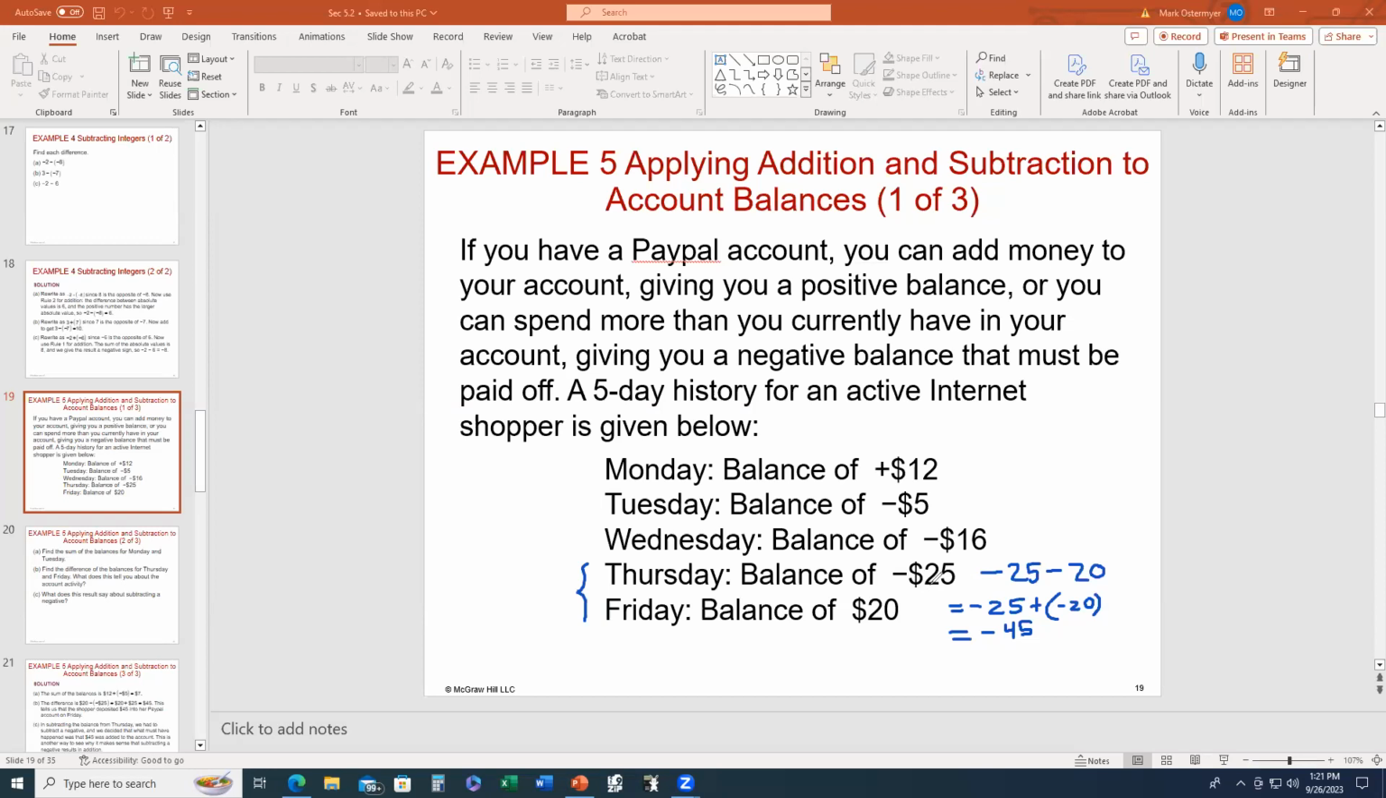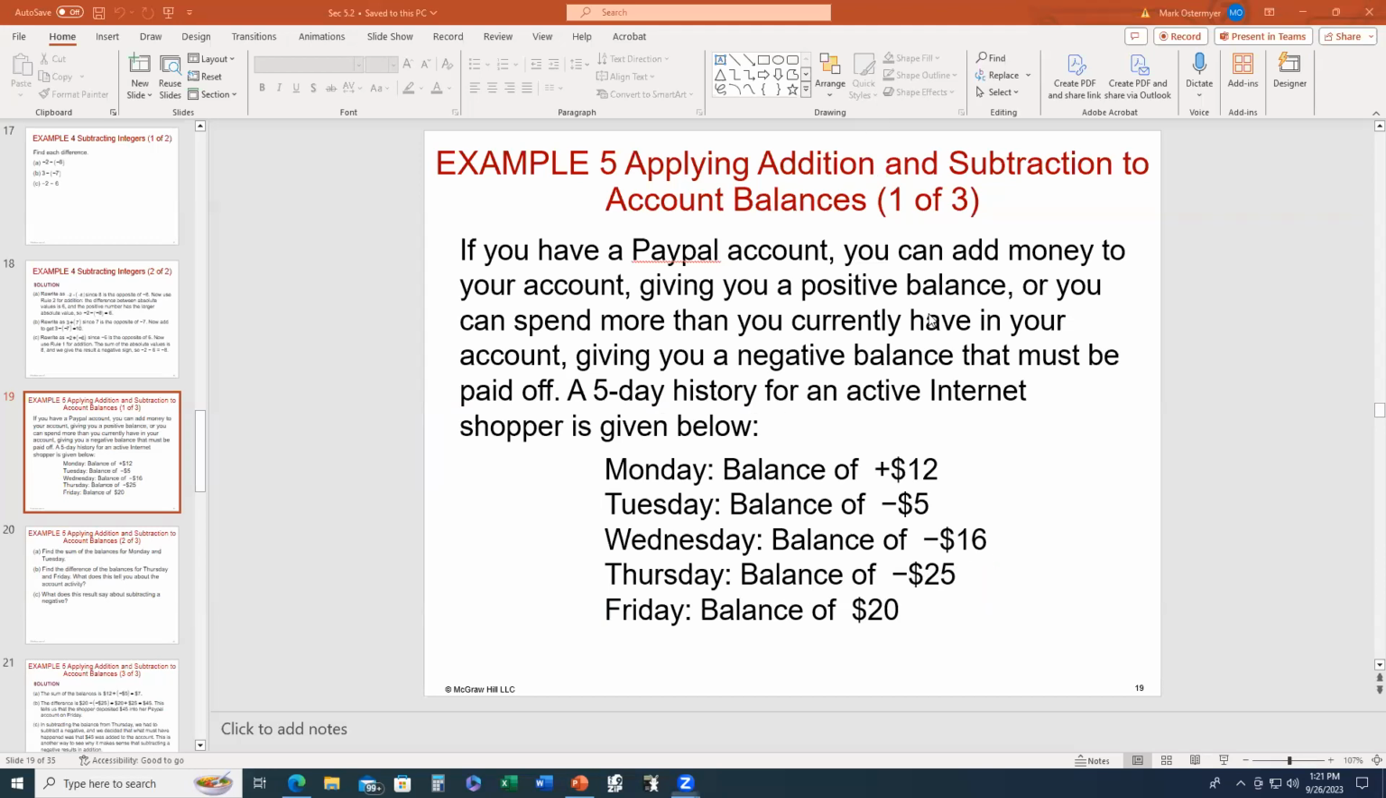In other words, we must have added how many dollars to bring our account from negative 25 up to 20? A positive 45. We must have added $45 into our account. They just wanted us to investigate the difference between the balances on the 2 given days. The difference was $45. Okay.